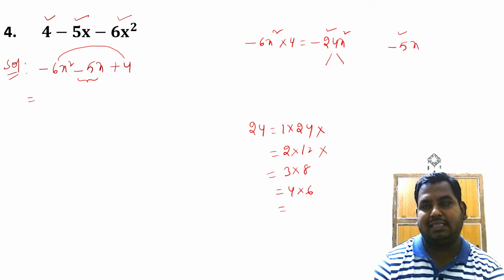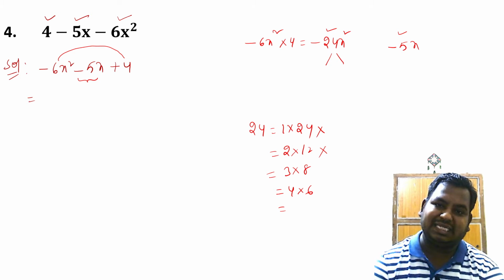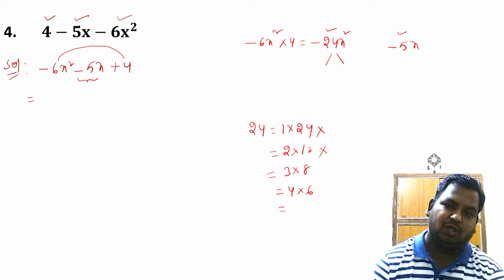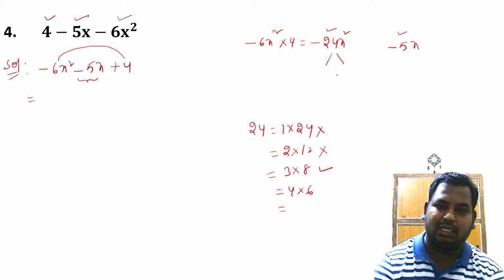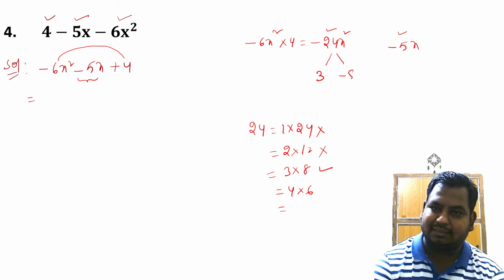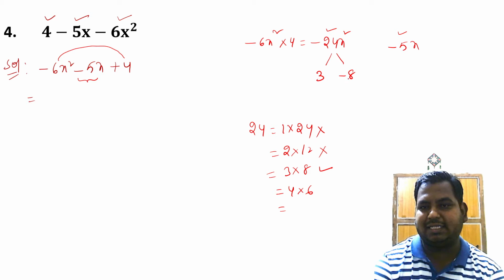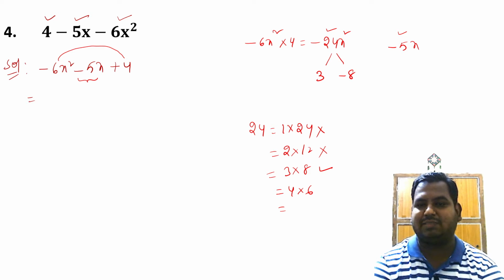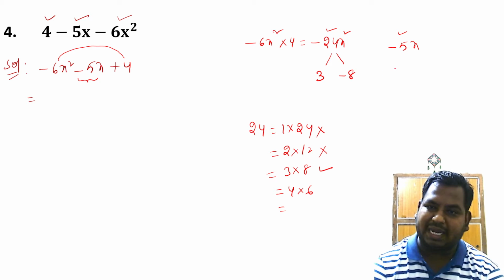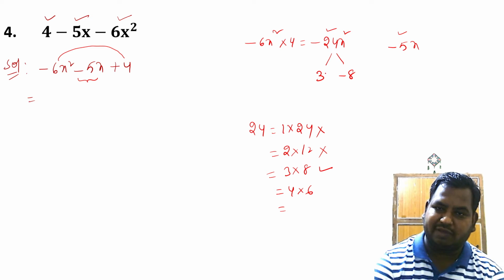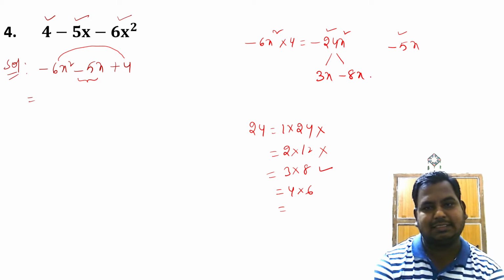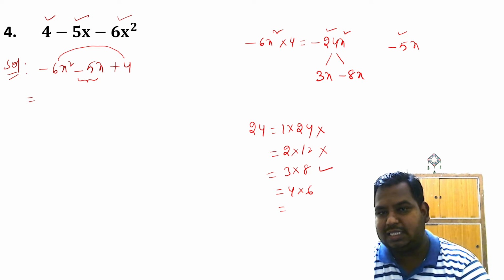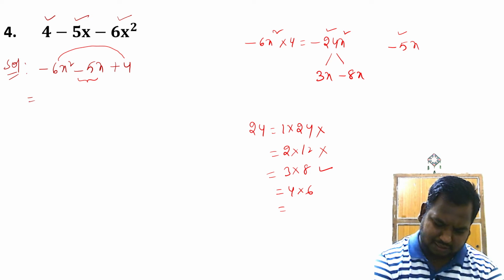Next is 3 and 8. 3 plus 8 is 11, but 3 minus 8 is minus 5. We can consider this pair. I can take 3 and minus 8. 3 minus 8 is minus 5. 3 into minus 8 is minus 24. So 3 and minus 8 are the acceptable numbers. But we need minus 5x. This problem can be solved if we have 3x and minus 8x. We are successful in splitting minus 24x square into two terms such that their sum is minus 5x and their product is minus 24x square.